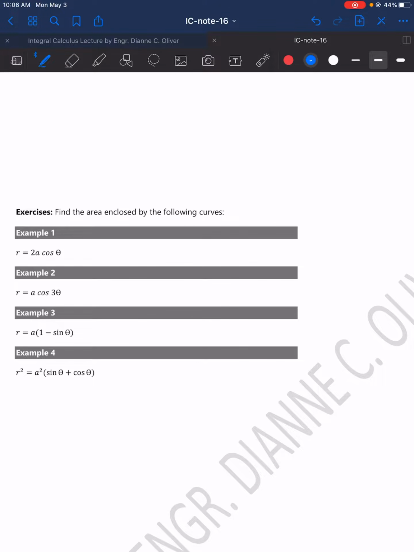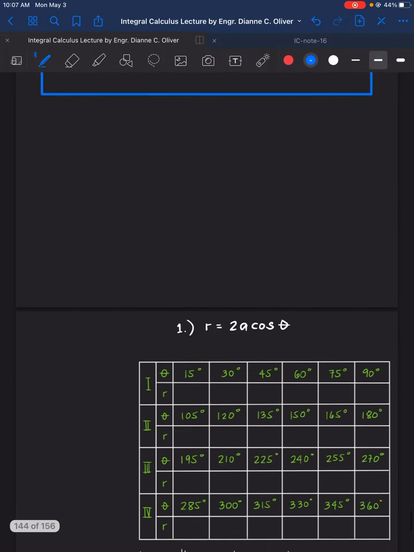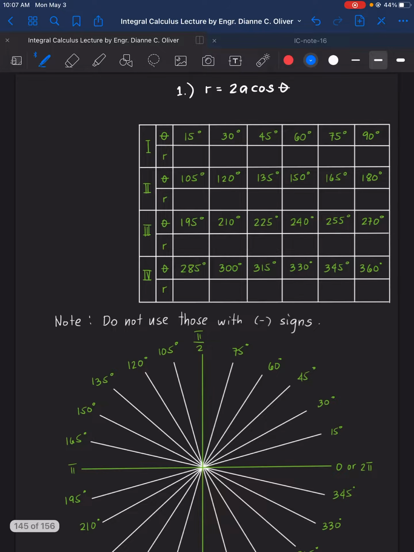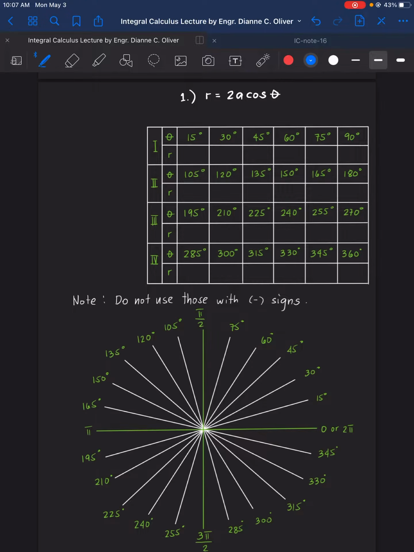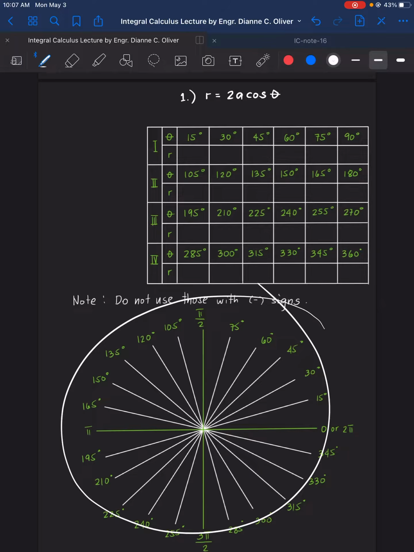Examples 1 to 4. Now here again, just like we did in the previous video on finding the area in rectangular coordinates, we need to sketch first. So how do we sketch here a polar coordinate? Given here the equation, r is equal to 2a cosine theta. We will be needing this table to guide us on where to locate the points in this polar coordinate.